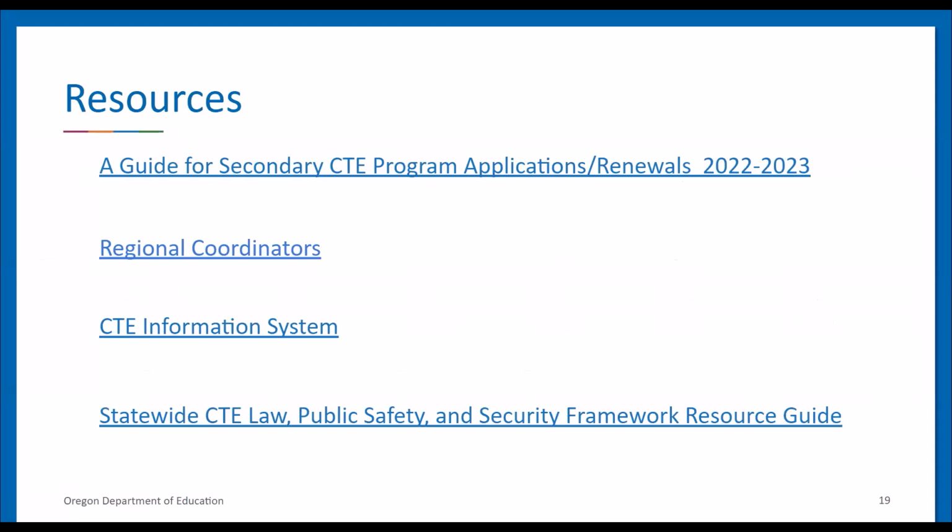As we conclude today's webinar, I would like to draw your attention to some resources that may be useful as you begin your program application or renewal process. First is the Guide for Secondary CTE Program Application and Renewals. This comprehensive resource provides complete information for submitting applications and renewals in the CTE Information System. Second is the list of CTE regional coordinators across the state. These colleagues are an integral part of the application process and are a valuable resource in the development of CTE programming. Third is a link to the CTE Information System where you will input applications.